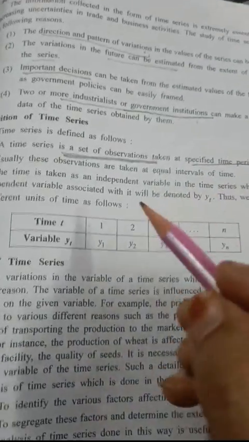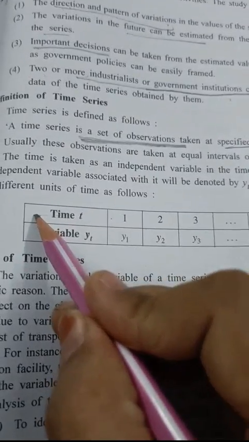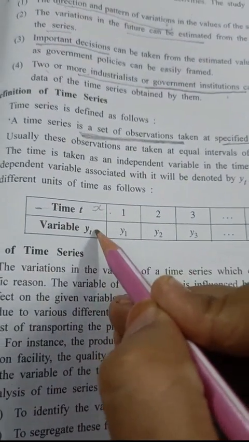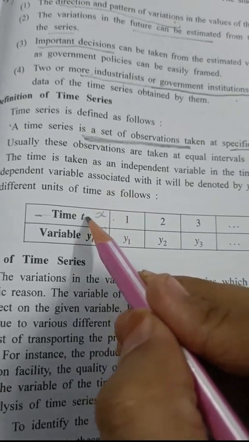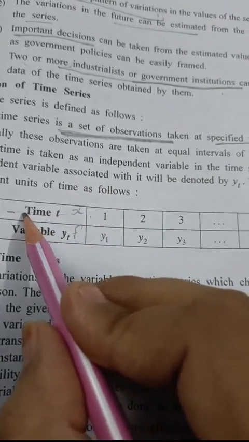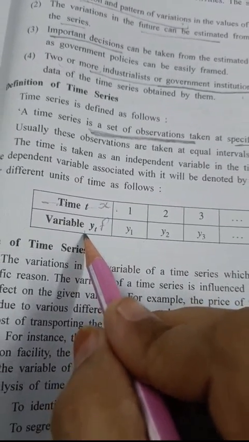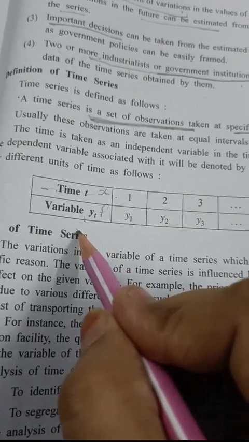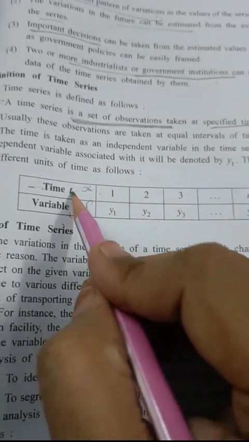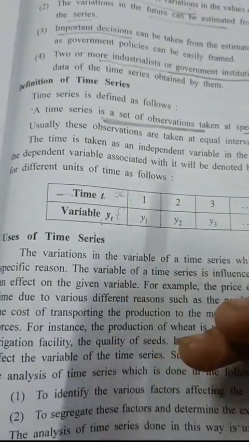Is that clear? Now here, what we had as x and f, the first part is considered to be the time t, and the particular f that was there will be considered as yt, the dependent variable of time. Is that clear? t and yt.